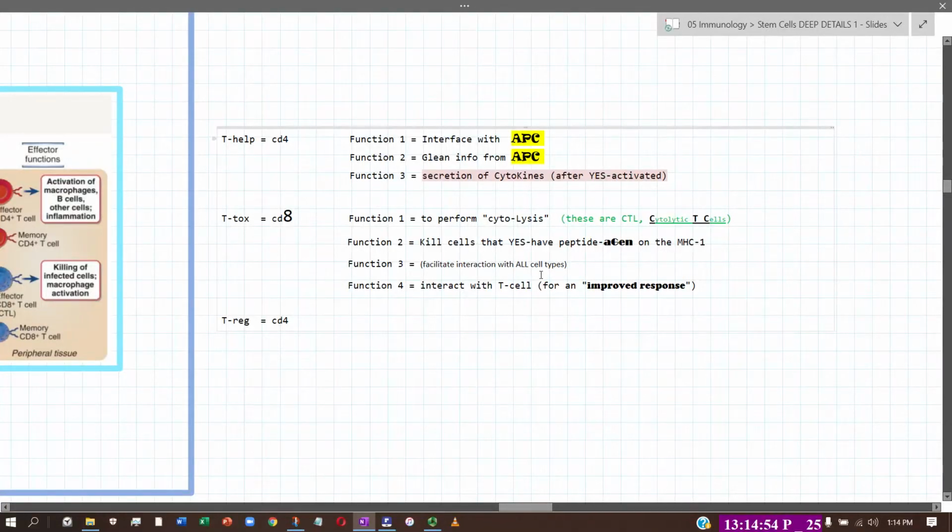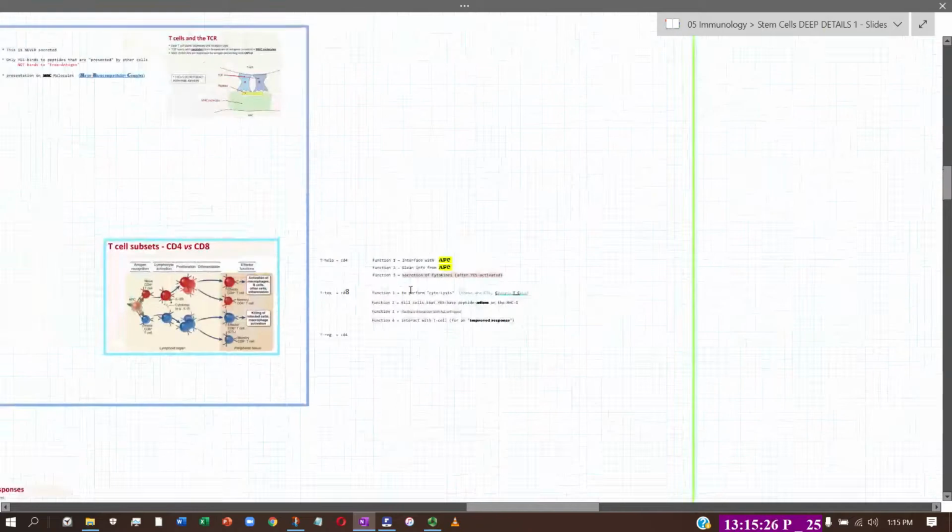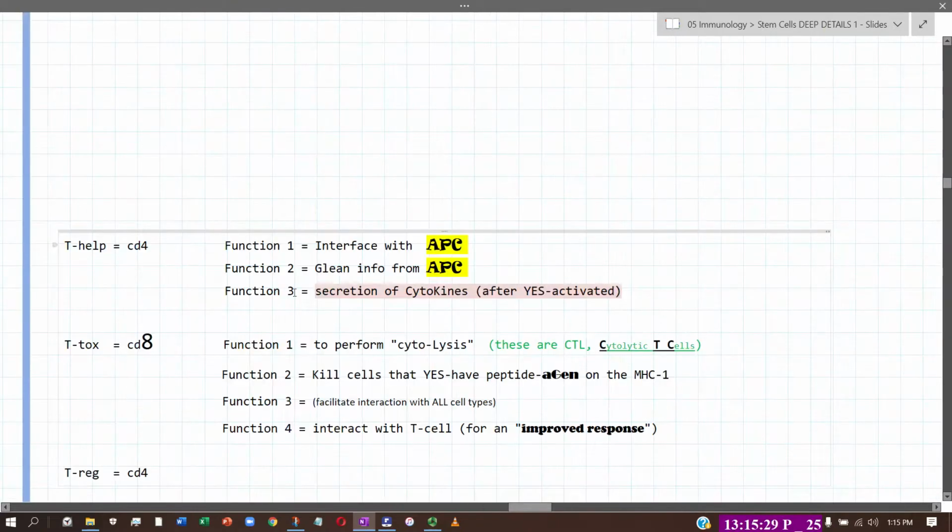There are T helper cells, T toxic, better known as cytotoxic. I just write it as tox for toxic, and then T regulatory. The T helper possesses CD4. T tox, the cytotoxic, possesses CD8. We won't address details about regulatory T cells for now. So here are some notes. Different number of functions, there and there.